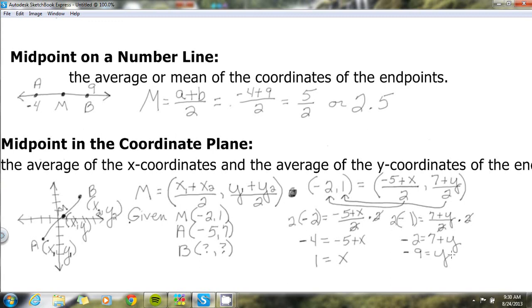Now we're not finished because we're looking for the coordinates of the other endpoint. So we have to put this answer as an ordered pair. Point B's coordinates would be x is 1, y is negative 5. So it's the ordered pair 1, negative 5. That's how we find the midpoints on the number line.